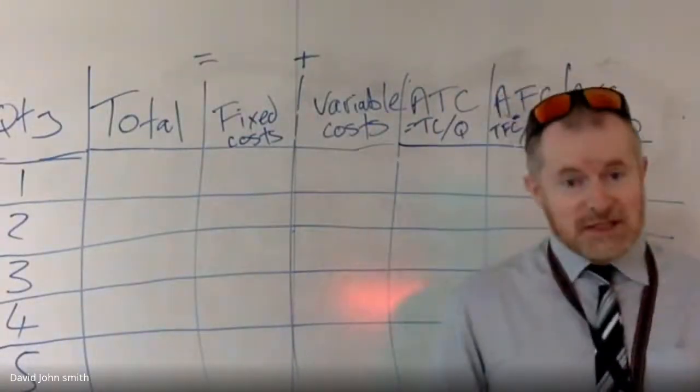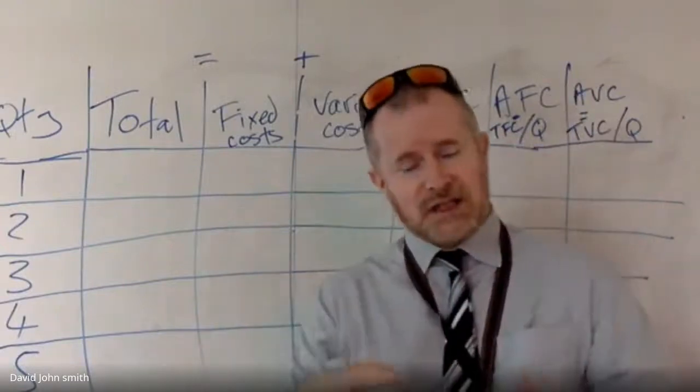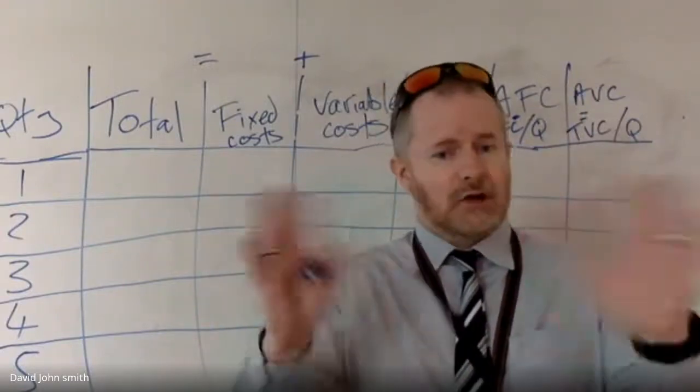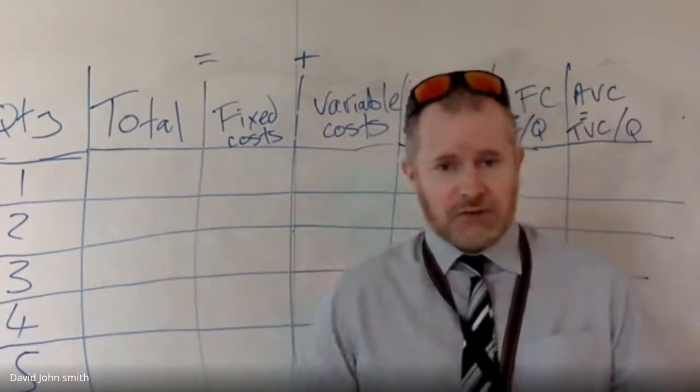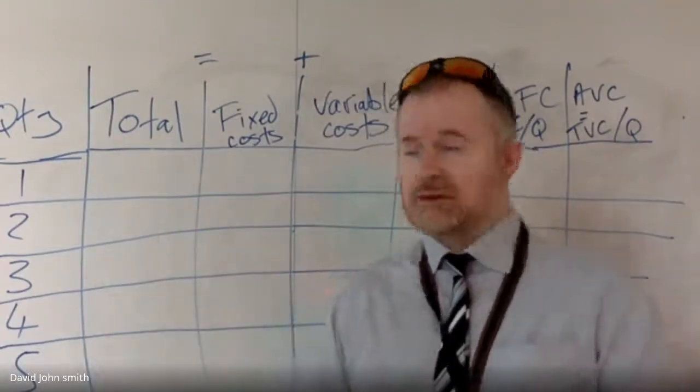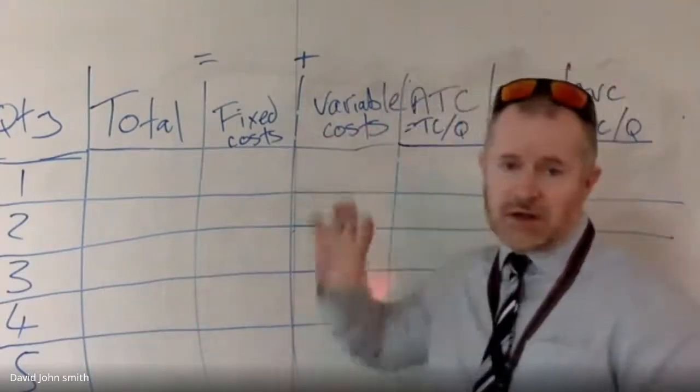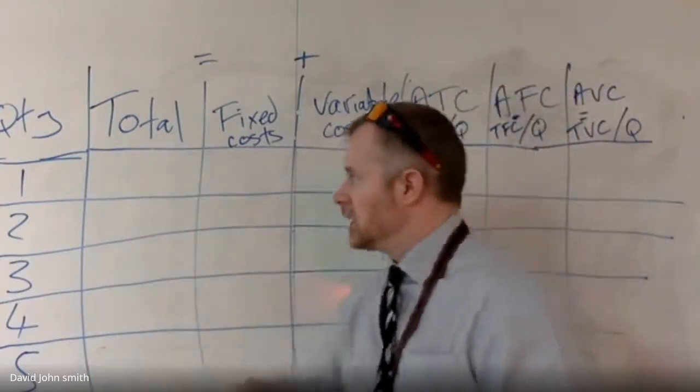Now we said that our fixed costs were going to be the same regardless of the level of output. Okay? They don't change based on the level of output. They could change if we change the overall structure of our business, you know, building new factories, etc. But essentially, our fixed costs don't change, regardless of the level of output.